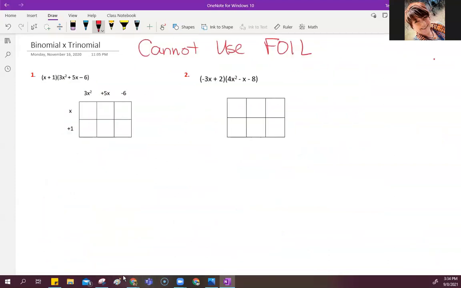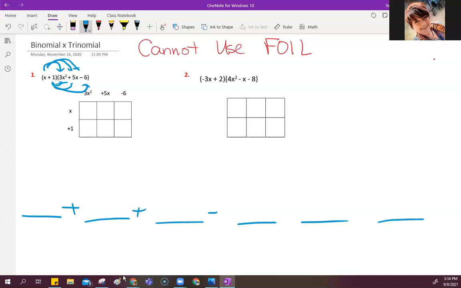We got a bi times a tri. So I cannot use FOIL. Won't work. FOIL: first, outer, inner, last. So you would have to do distributive property 1, 2, 3, 4, 5, 6. There'd be 6 things. There'd be a lot.